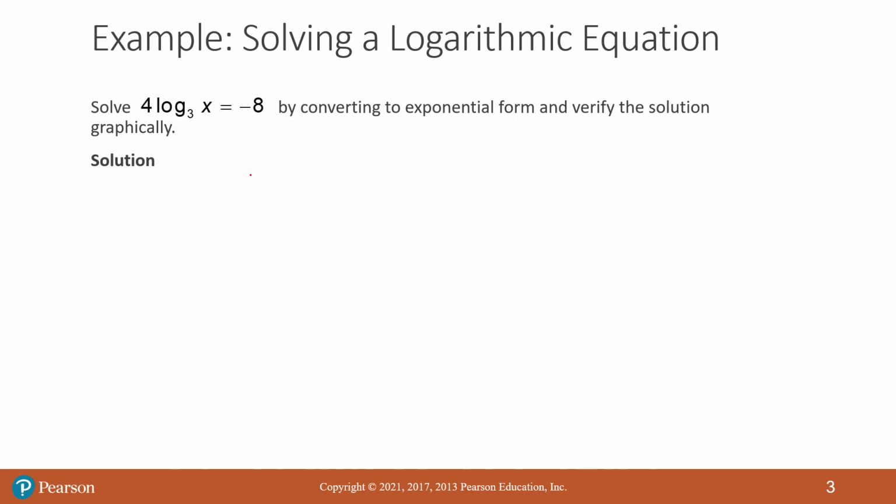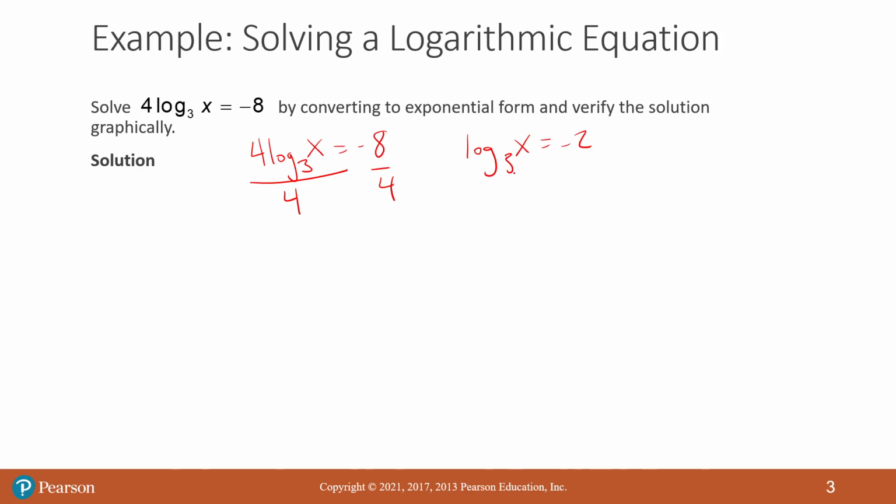It says solve 4 log base 3 of x equals negative 8 by converting to exponential form and verify the solution graphically. Okay, so if we start out with 4 log base 3 of x equals negative 8, the first thing we're going to do is isolate the logarithm. So we're going to divide by 4. This is going to give us log base 3 of x equals negative 2.